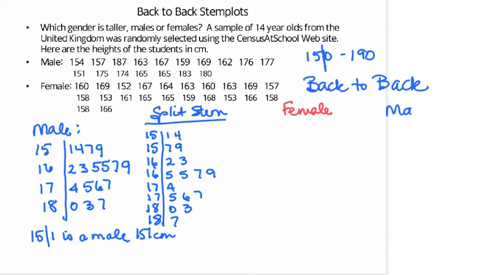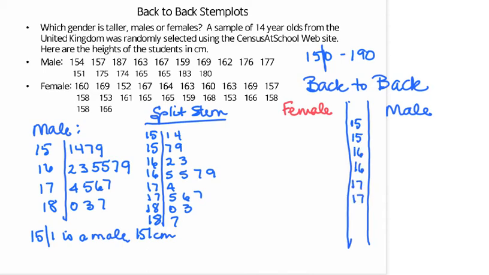And in order to compare, we want to use the exact same stems. I'm going to split the stem because I like to split, which gives me more information. So 15, 15, 16, 16, 17, 17, 18, 18. Our male side will be exactly what we've already done: 1, 4, 7, 9, 2, 3, 5, 5, 7, 9, 4, 5, 6, 7, 0, 3, and 7.